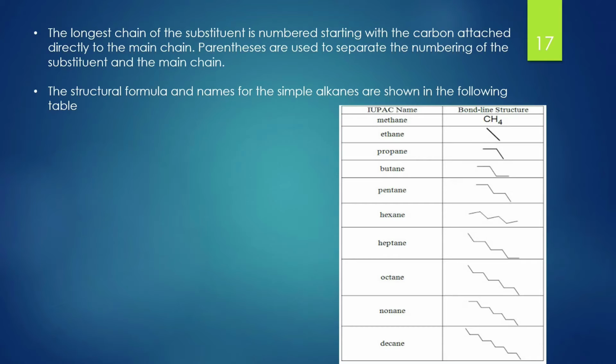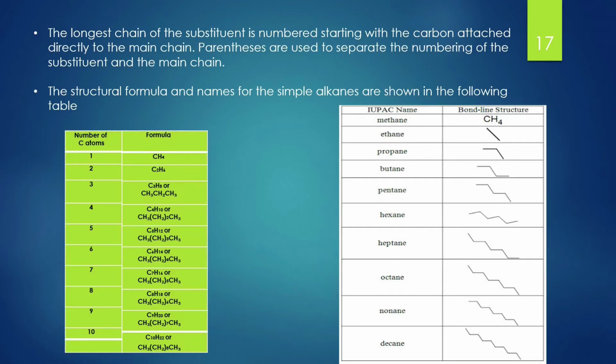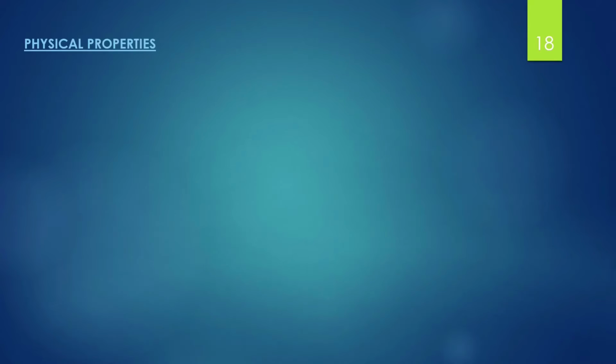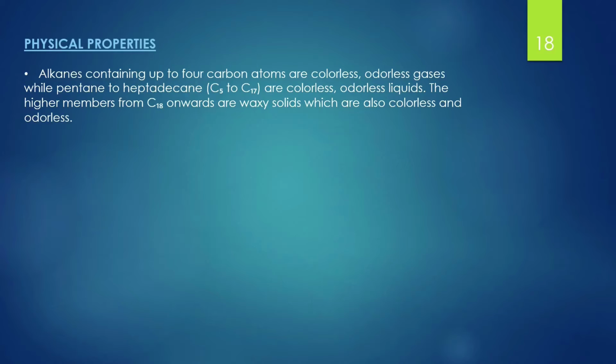Methane, ethane, propane are shown in the form of formula and also in the form of line structures. Let us talk about the physical properties of alkanes. Alkanes containing up to 4 carbon atoms are colorless, odorless gases, while pentane to heptadecane are colorless, odorless liquids. The higher members from C18 onwards are waxy solids which are colorless and odorless.